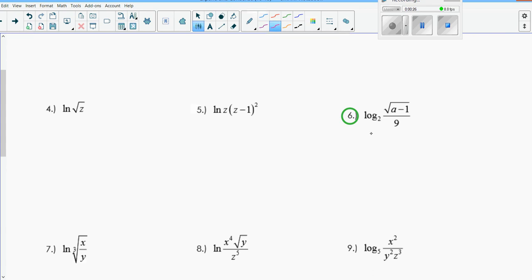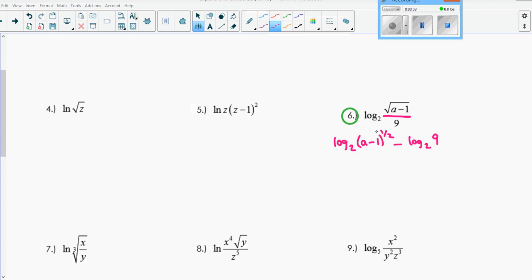You are expanding log base 2 of the square root of (a minus 1) over 9. Because of the division, we are subtracting the numerator and denominator. So we would write this as log base 2. Remember when you square root, you want to write that back into an exponent. So that's log base 2 of (a minus 1) to the 1/2, minus log base 2 of 9.